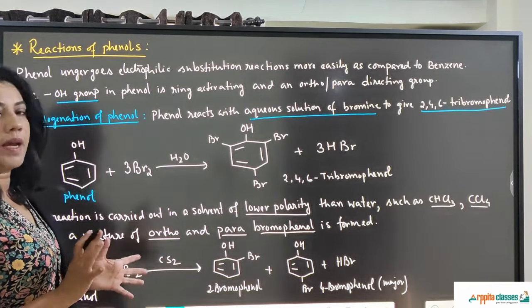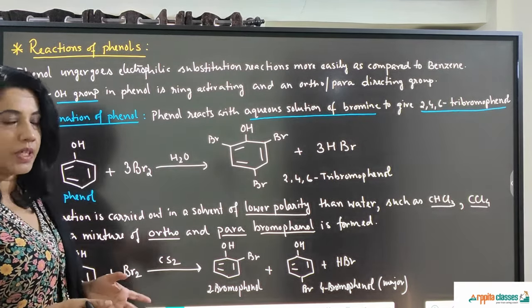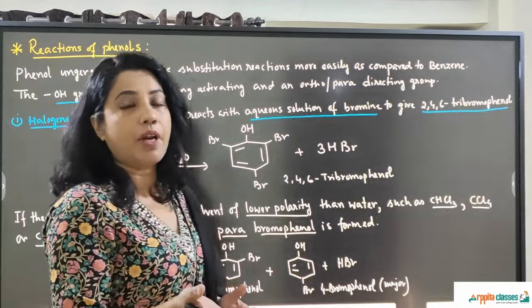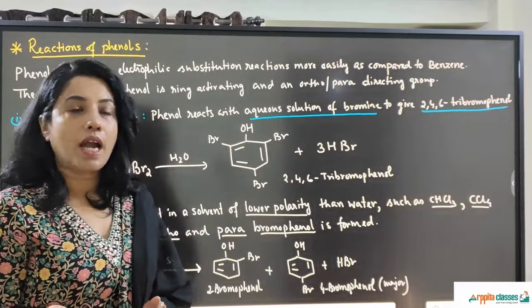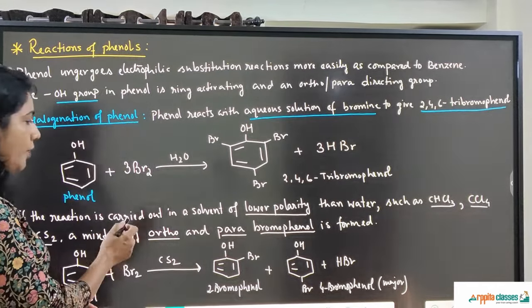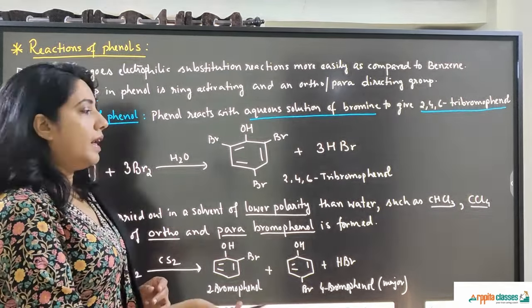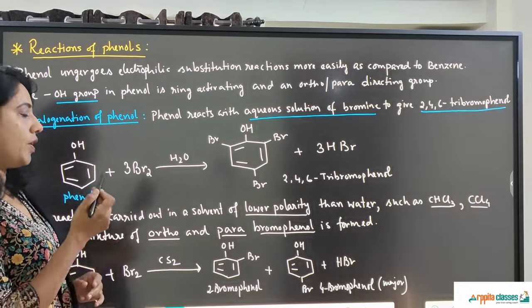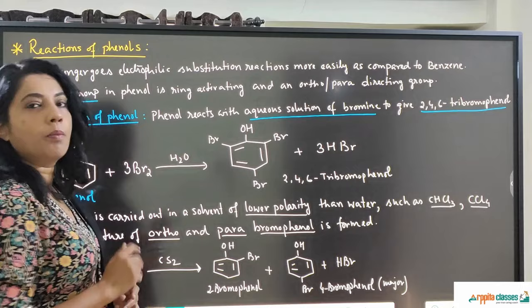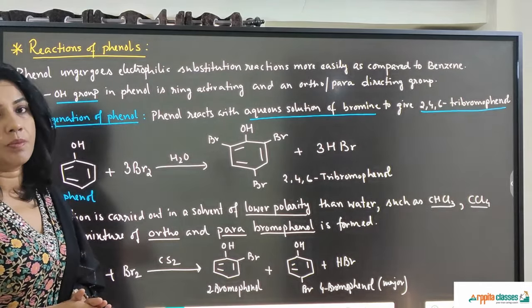Okay, so there are 2 conditions for the halogenation reaction. If you are using bromine in water, that is, the solvent is of higher polarity, then we are getting 2,4,6 tri-bromophenol. Chlorine will be reacting similarly. And if you are using a lower polarity solvent like chloroform or carbon tetrachloride or carbon disulfide, we are getting ortho-bromo and para-bromo products, para always being the major.